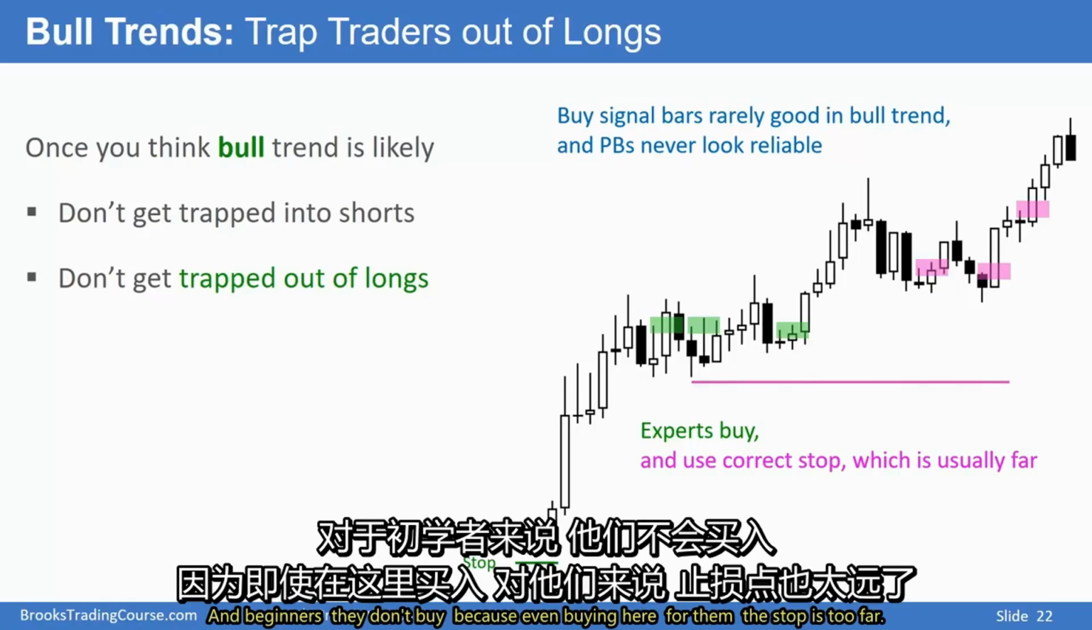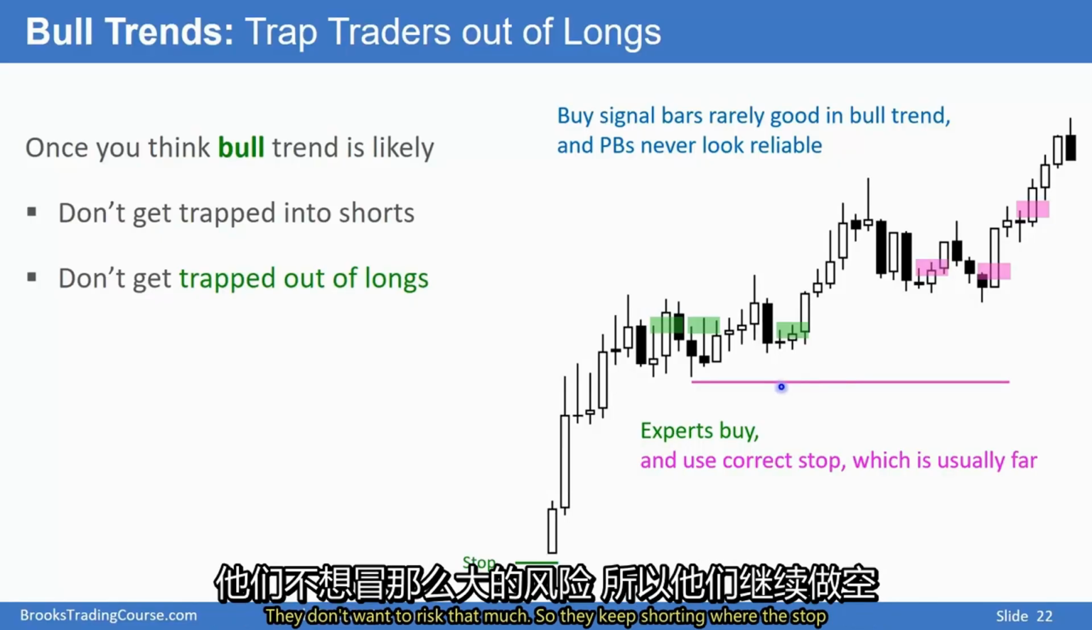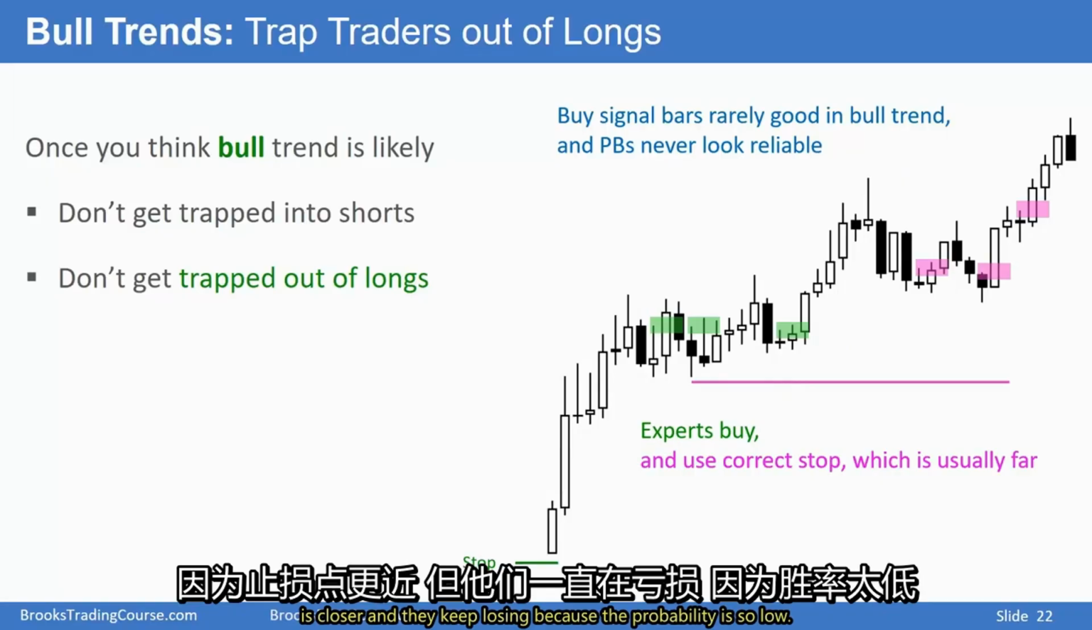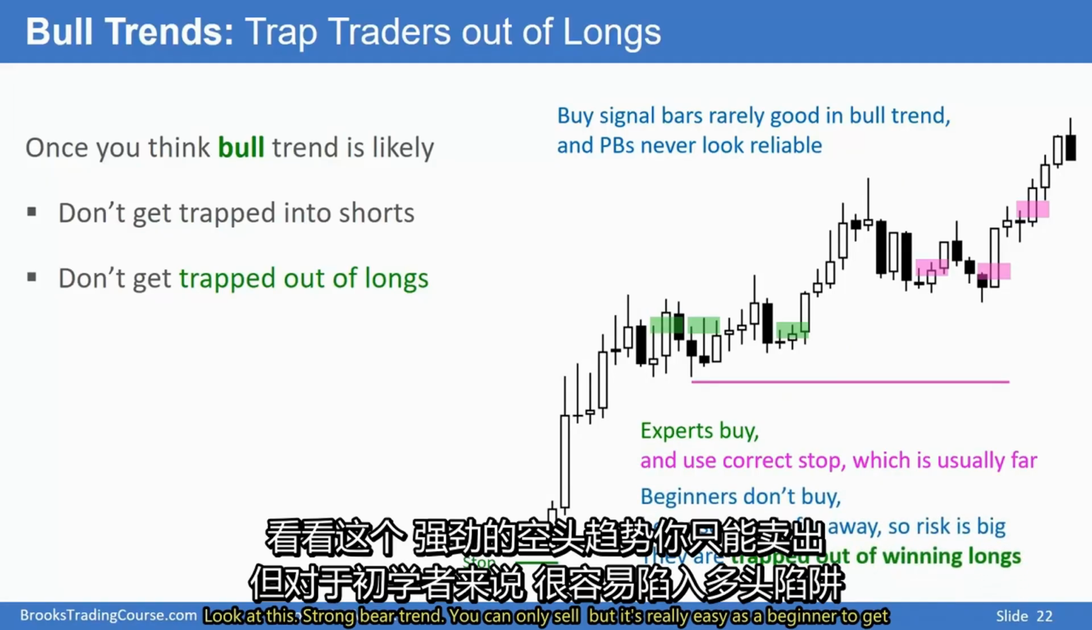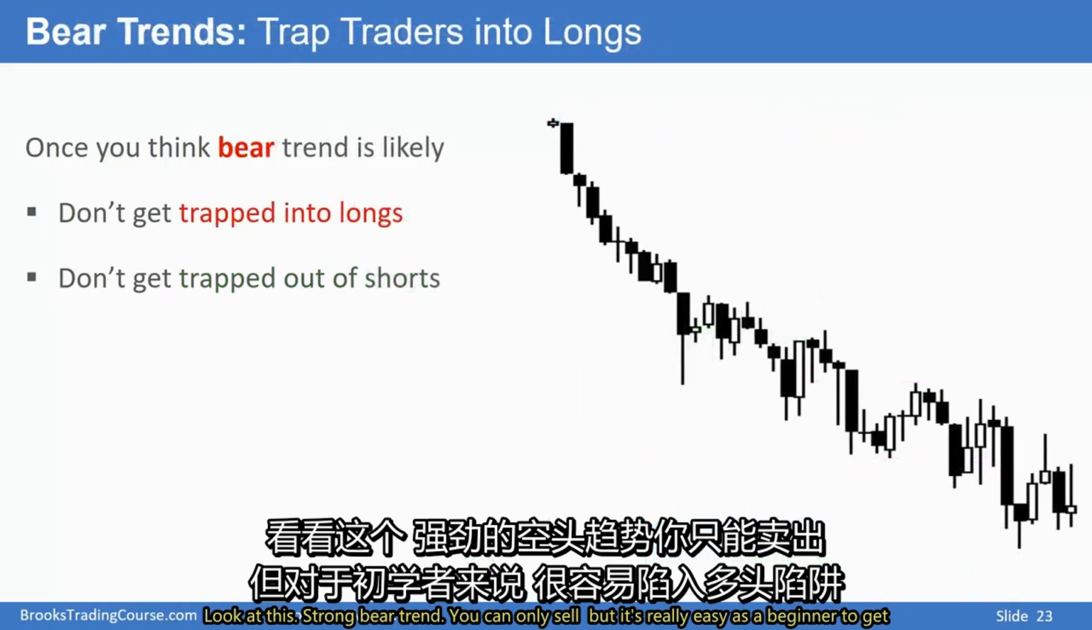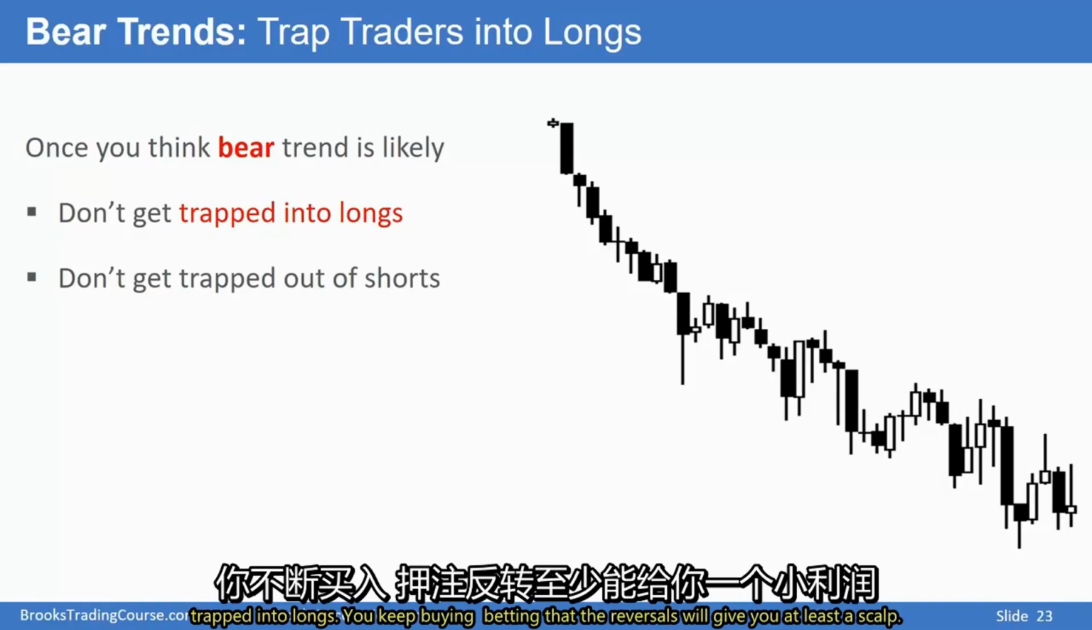And beginners, they don't buy because even buying here, for them, the stop is too far. They don't want to risk that much. So they keep shorting where the stop is closer, and they keep losing because the probability is so low. Look at this. Strong bear trend. You can only sell. But it's really easy as a beginner to get trapped into longs. You keep buying, betting that the reversals will give you at least a scalp.